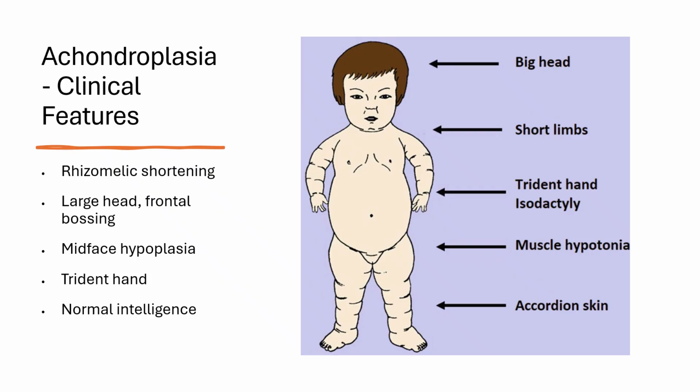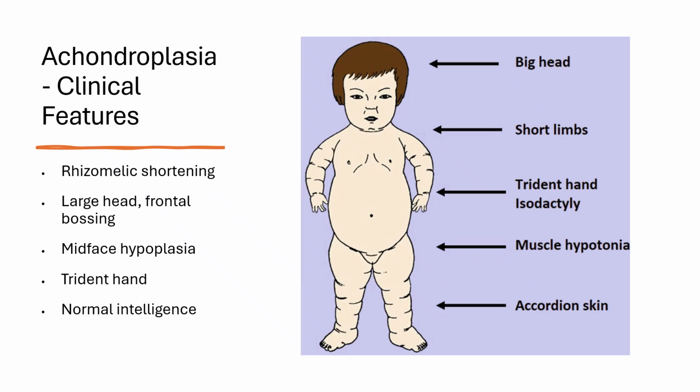The clinical features of achondroplasia create a recognizable pattern that becomes unmistakable once you understand how the underlying genetic defect affects bone growth throughout the body. Think of this condition as affecting different bones in predictable ways, creating a constellation of findings that work together to produce the characteristic appearance. Rhizomelic shortening represents the hallmark finding, where the bones closest to the body's center become disproportionately shortened. Picture how this affects the overall body proportions.